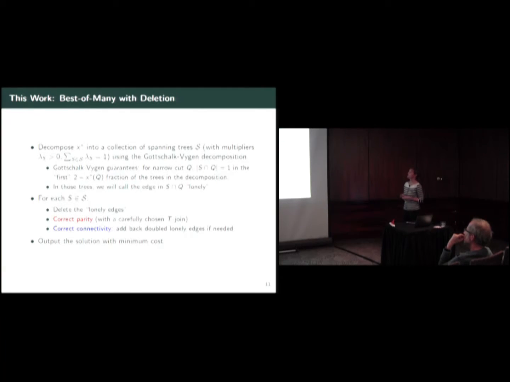Then we're going to correct the parity with a carefully chosen T-join, and then we'll have a solution where every degree parity is correct, but it's not necessarily connected because we deleted edges at the beginning. So we'll correct connectivity by adding back doubled lonely edges we deleted before. And then we output the solution of minimum cost.